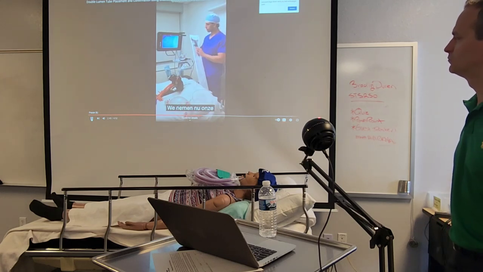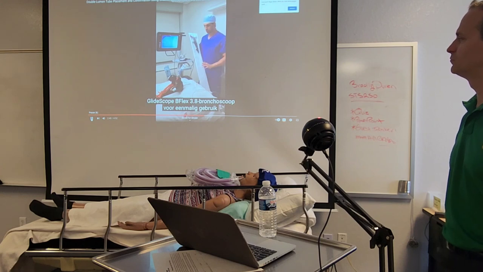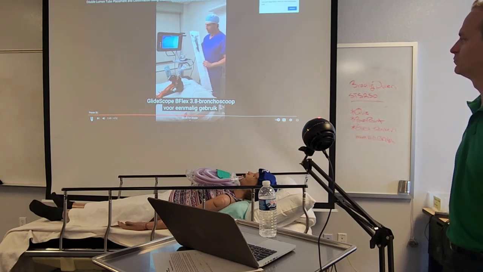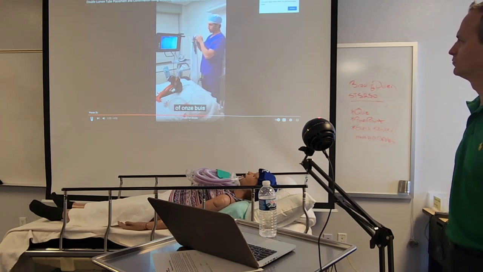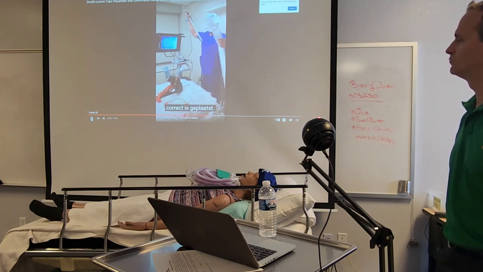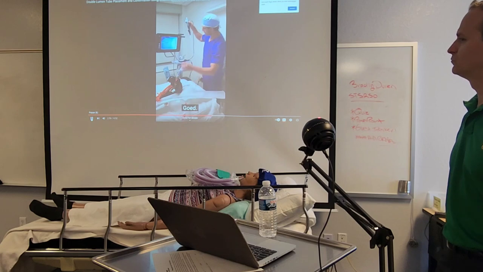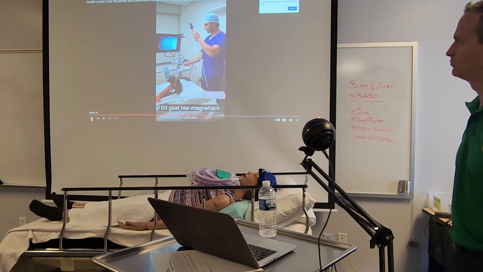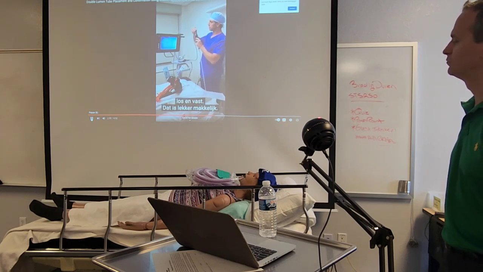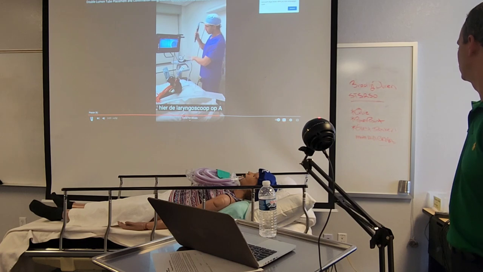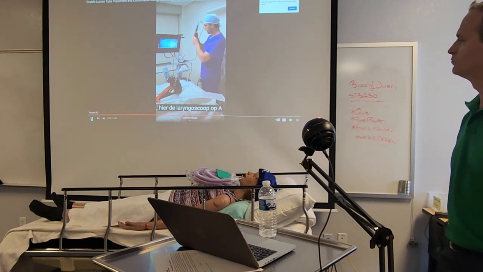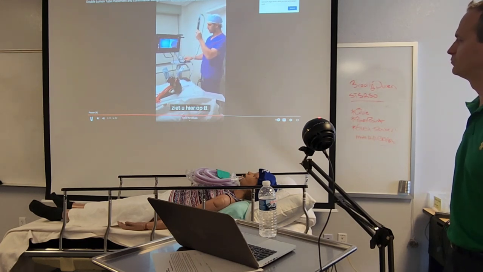We're going to grab our GlideScope B-Flex 3.8 single-use bronchoscope, and we're going to open it up. This is what we're going to use to check our tube placement. Okay? So this just pops off, pops on here magnetically, which is actually really nice. You can see the feature of our picture-in-picture, our GlideScope here on A and our bronch here on B.